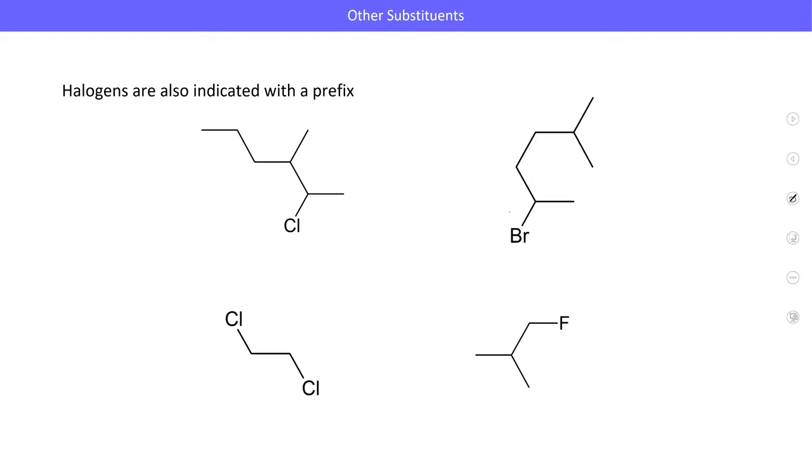And so we name it just like we would name a branch, with a prefix. The prefixes aren't going to end in yl. Prefixes ending in yl are specifically for alkanes. So instead, what do you suppose the prefix is for chlorine?